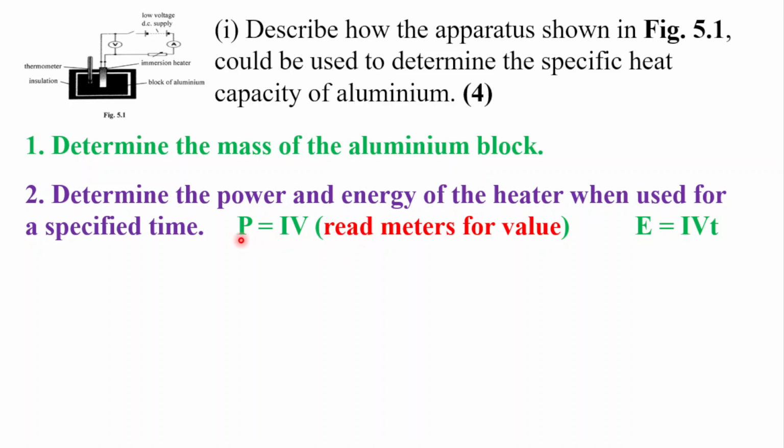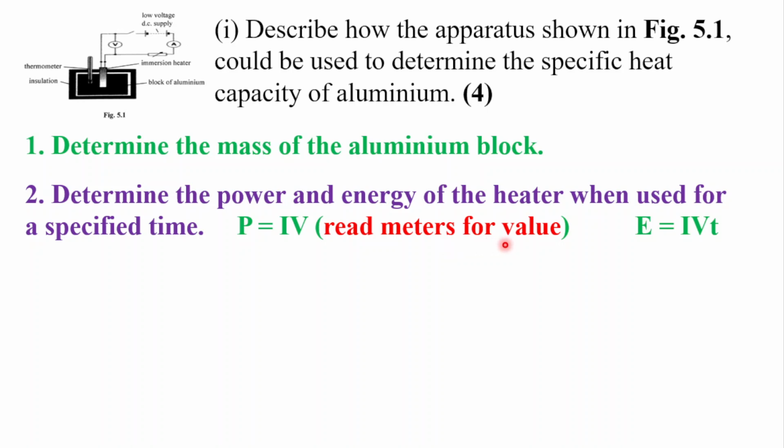Now, to find the power, you have to know the current, which is I. You have to also know the voltage, which is V. A voltmeter will tell you your voltage, your ammeter will tell you your current. And as noted right here, you'll read these from the meters.